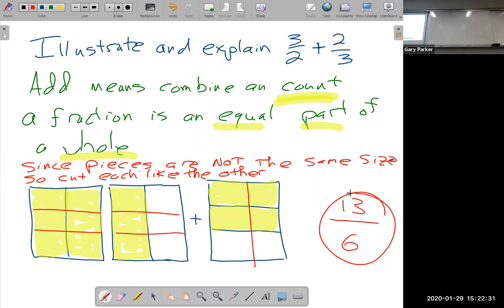A lot of people don't like improper fractions because they're improper. We have to do something about that. So there's another version of this answer. What's another version of this answer? 2 1/6. Do I have a picture of that here?